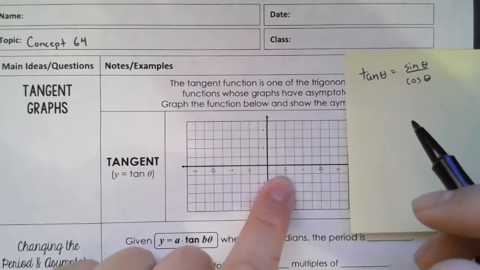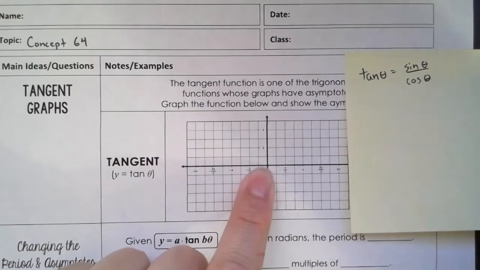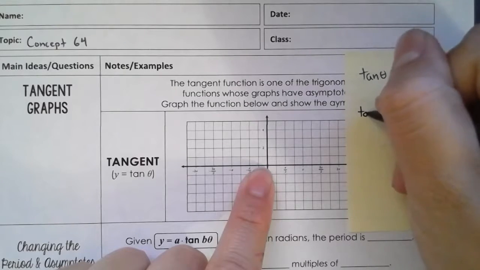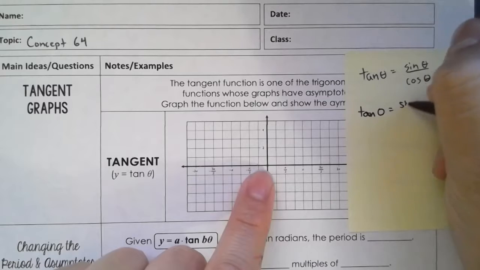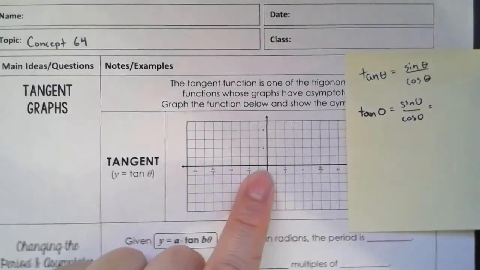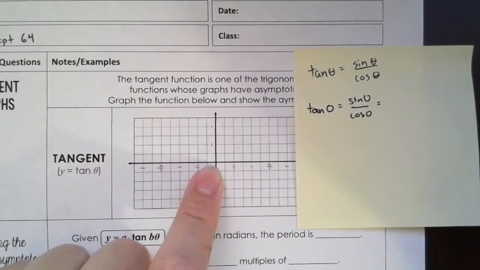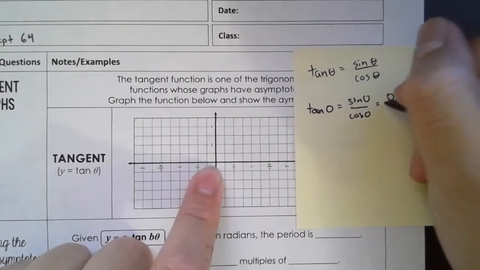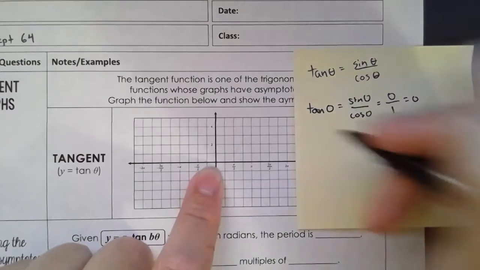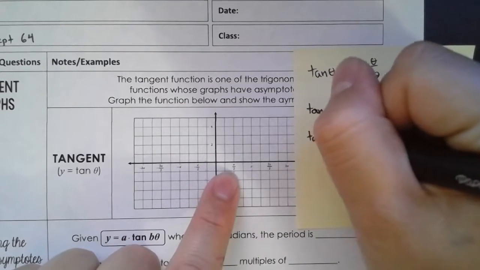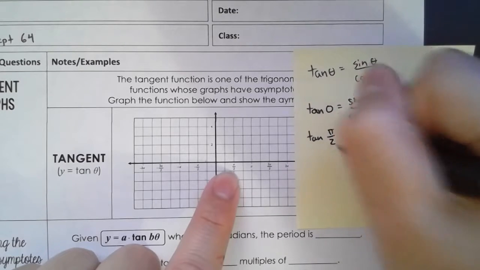So let's just take 0. Tangent of 0 degrees would be sine of 0 over cosine of 0. Sine of 0 is 0, cosine of 0 is 1, 0 over 1 is just 0.